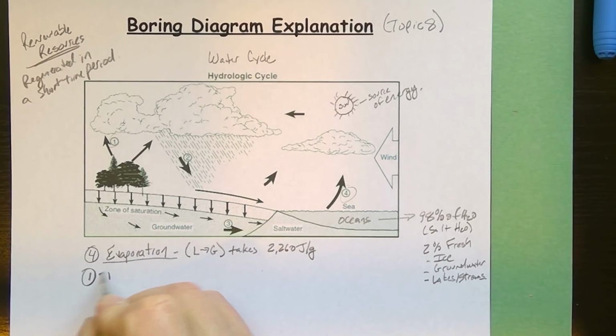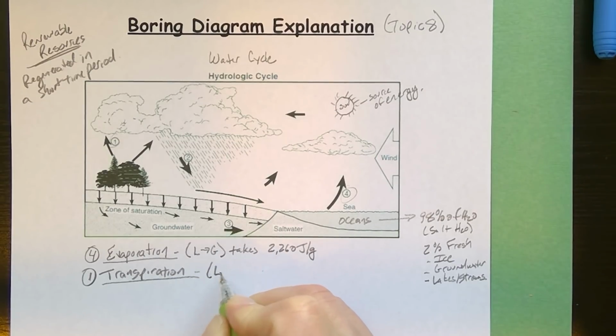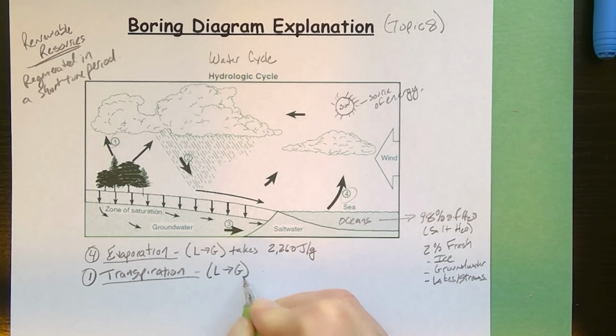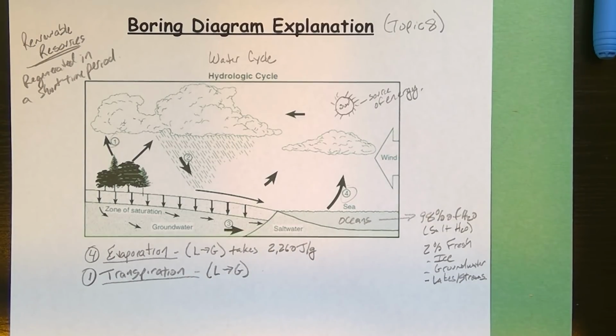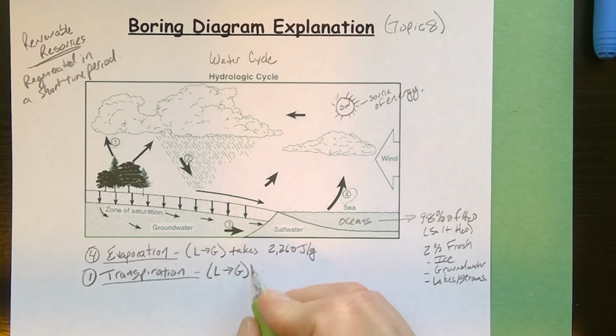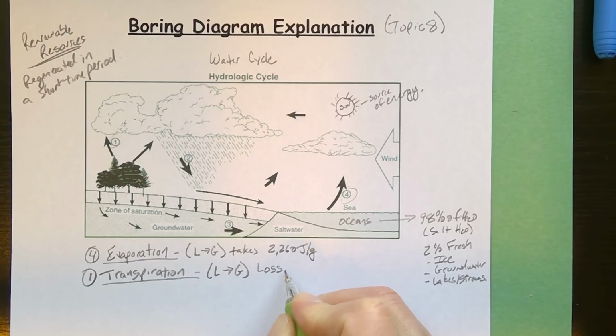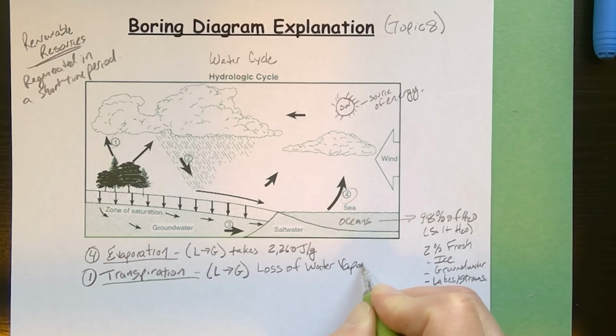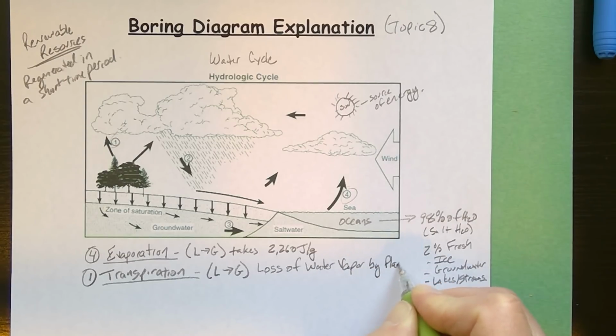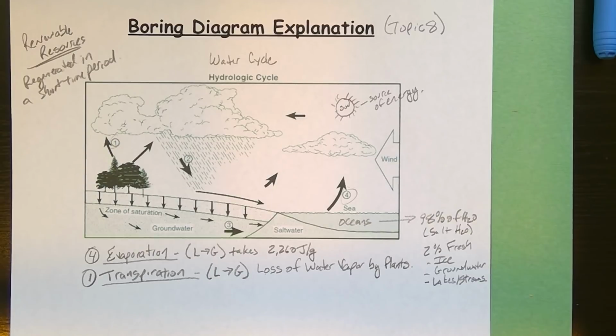Now, number 1 is showing you the process of transpiration. Now, transpiration essentially does the same thing as evaporation. It takes liquid water out of the soil and returns it as water vapor to the atmosphere. Okay, so if you're looking for a description of that, that's loss of water vapor by plants. You constantly have to water your plants because constantly moisture is transpiring back into the atmosphere.